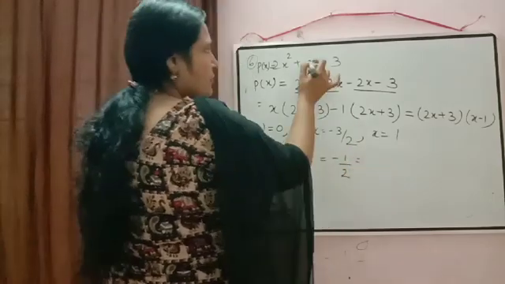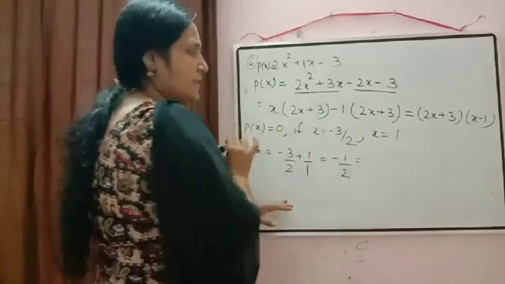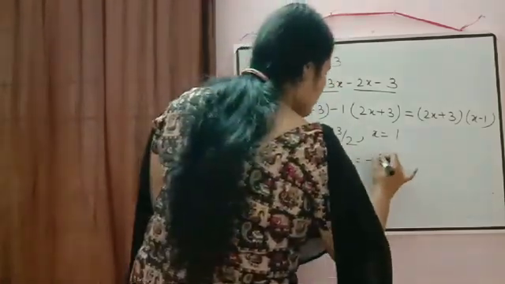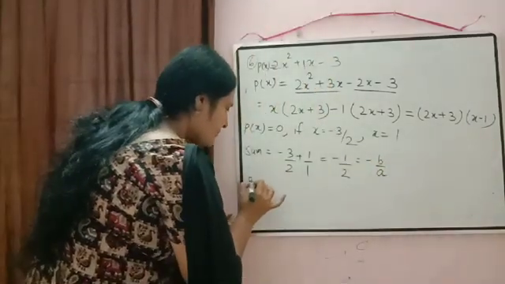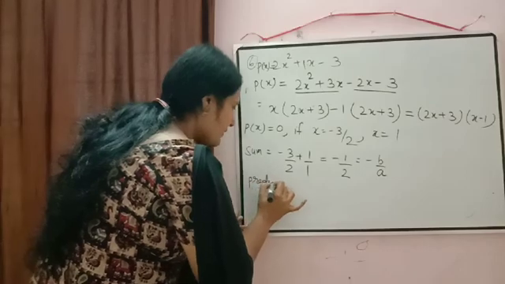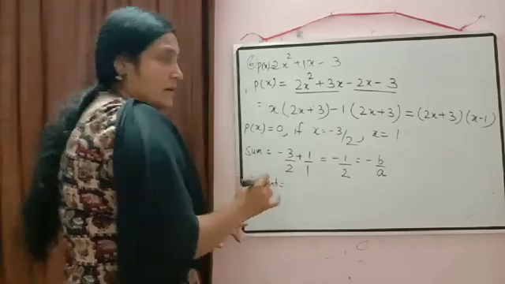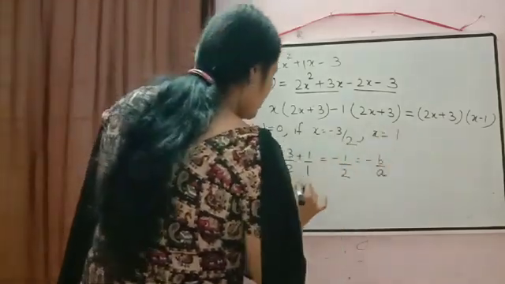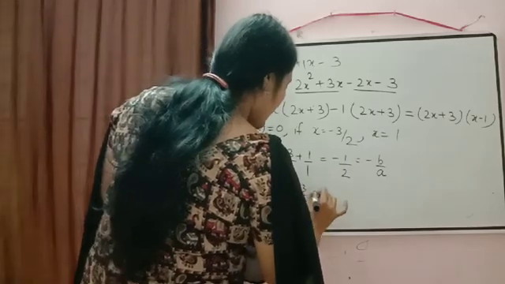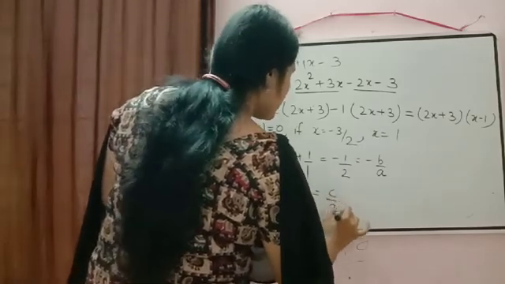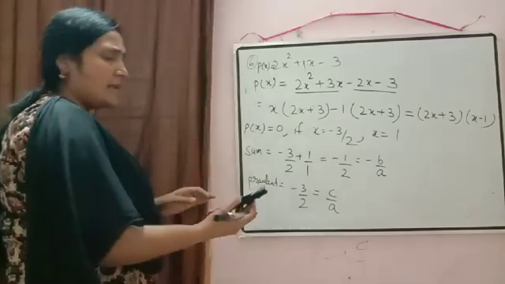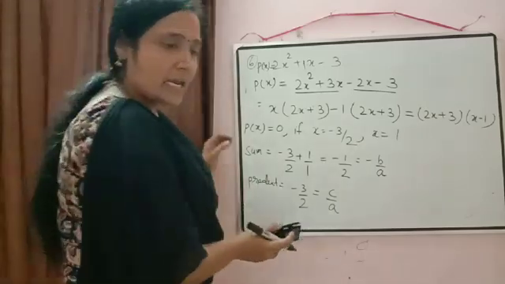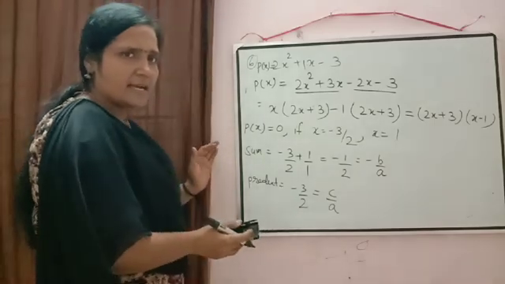And what is the value of b here? If nothing is there, it means b is equal to 1. So we will write down here minus b by a. Similarly, product is equal to minus 3 by 2 into 1. So that will be equal to minus 3 by 2, which is equal to c by a. So you have to find out the zeros and then you have to verify the relationship also. So I think this is clear.